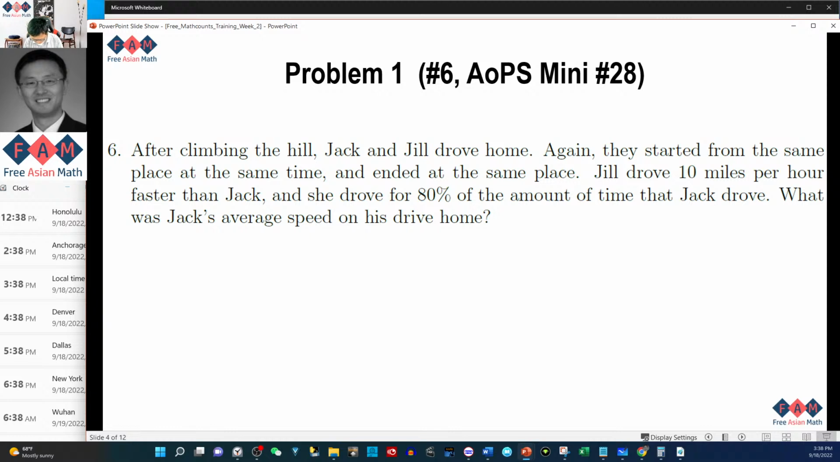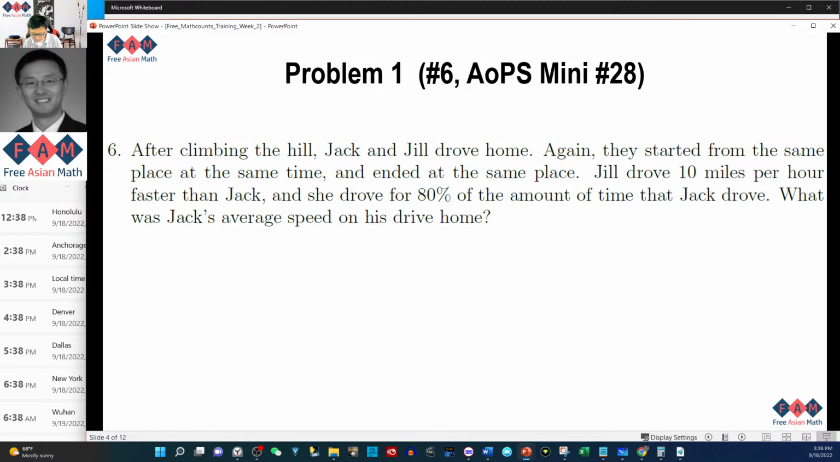So they start from the same place, meaning at the destination, maybe at the top of the hill, and then start at the same time, same place, then start going home. But Jill drove 10 miles per hour faster than Jack. So Jill is a speedy driver.